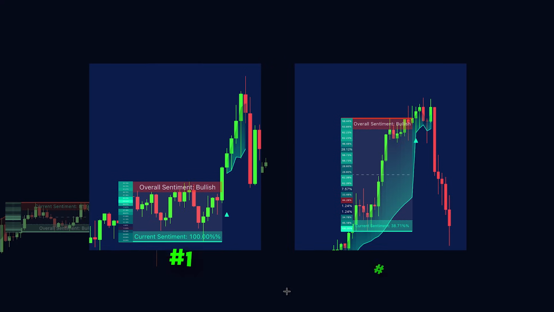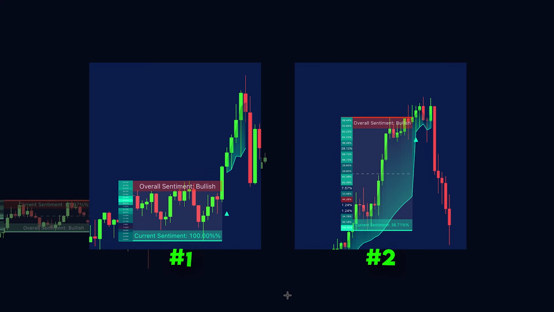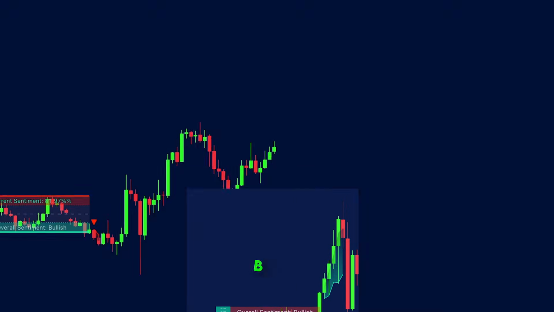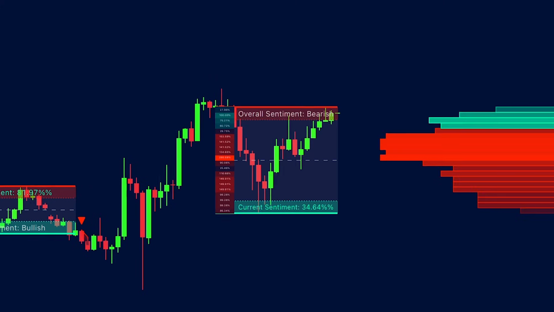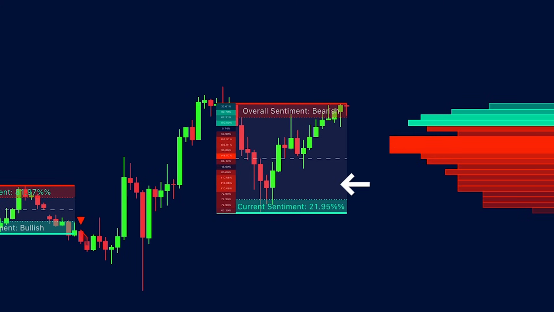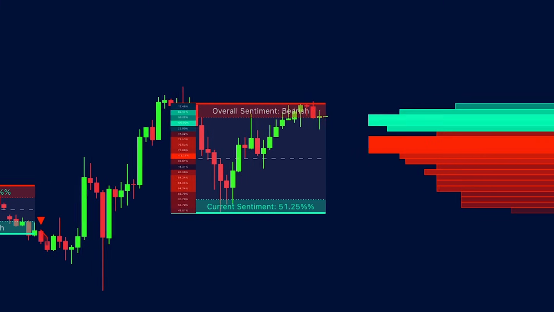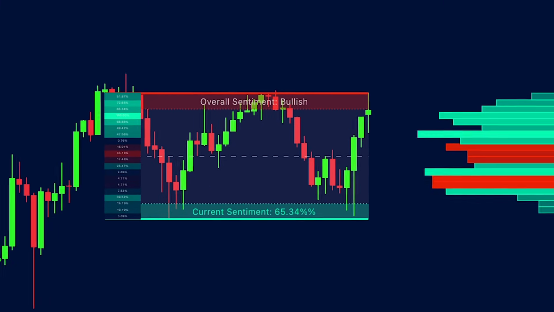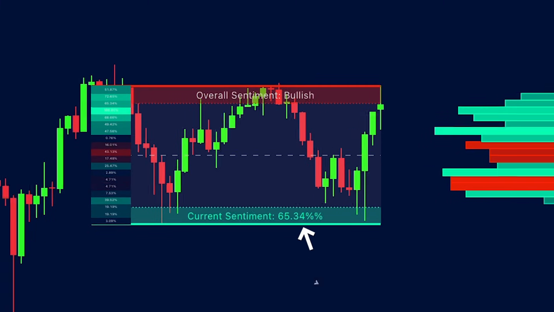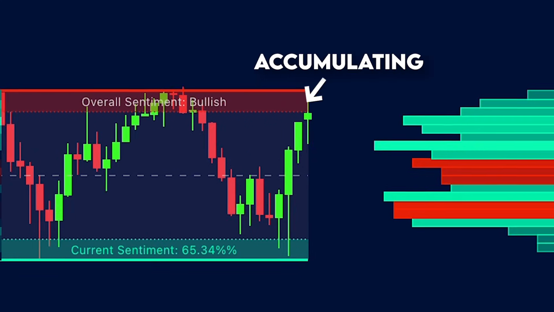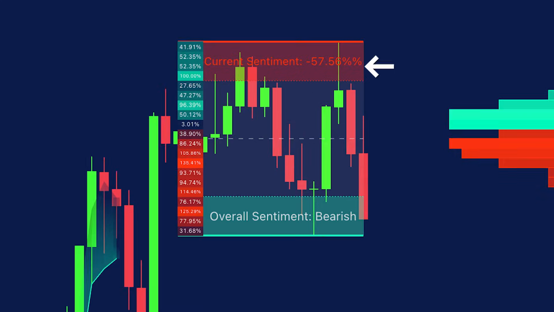Now let me show you two ways to use this indicator, each one more powerful than the last. For breakout entries, this is where the indicator truly shines. First, you want to wait for a clear consolidation box to form on your chart. The transparent box will appear showing the channel boundary with sentiment gradients inside. Next, watch the sentiment percentage display. For long setups, you want to see the current sentiment climbing above 60% bullish. This means more buying is happening than selling inside the channel, a signal that institutions are accumulating. For short setups, you want sentiment below 40% or showing majority bearish pressure.